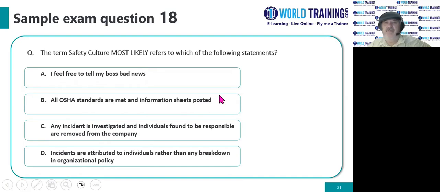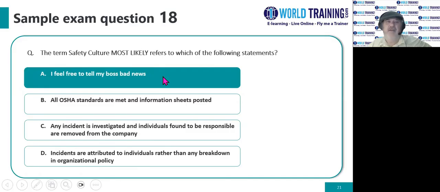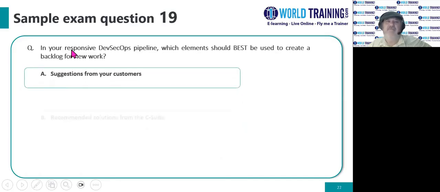Good to have that information, but it doesn't have a lot to do with safety culture. Any incident is investigated and individuals found to be responsible are removed from the company. That's kind of the opposite of safety culture. Incidents are attributed to individuals rather than to any breakdown. Okay, again, that's kind of the opposite. So here the best answer is A. I feel free to tell my boss bad news.